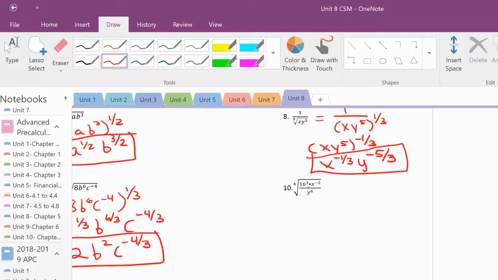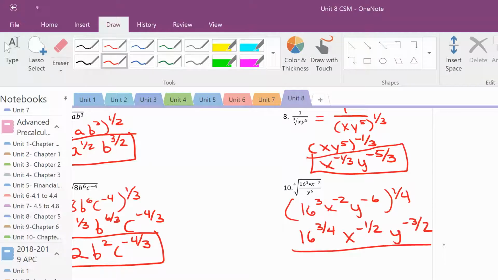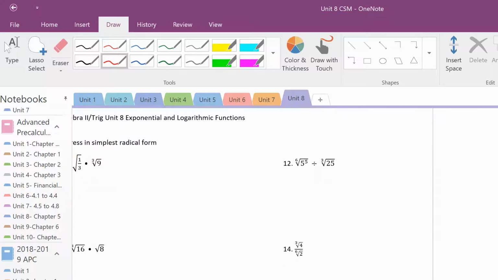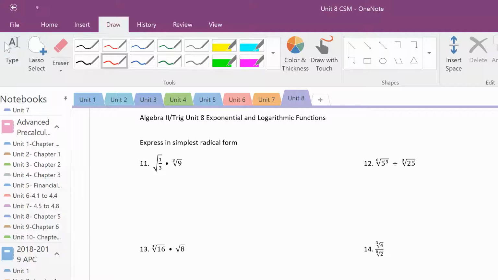The last one here, remember, fourth root is going to be to the 1/4 power. So you have 16 to the 3rd, x to the negative 2nd, y to the negative 6th, to the 1/4 power. So it's 16 to the 3/4, x to the negative 1/2, y to the negative 3/2, and you can leave it like that because none of them simplify. All right, so moving on to some problems involving radicals.